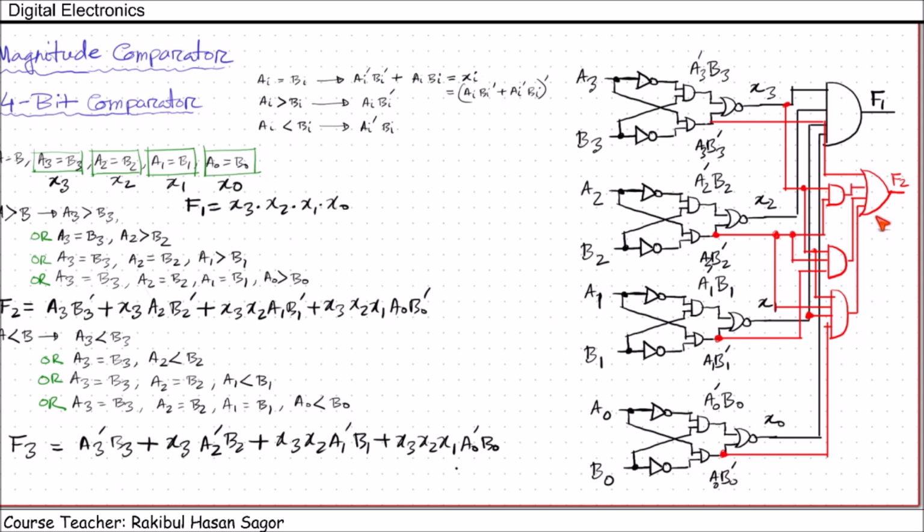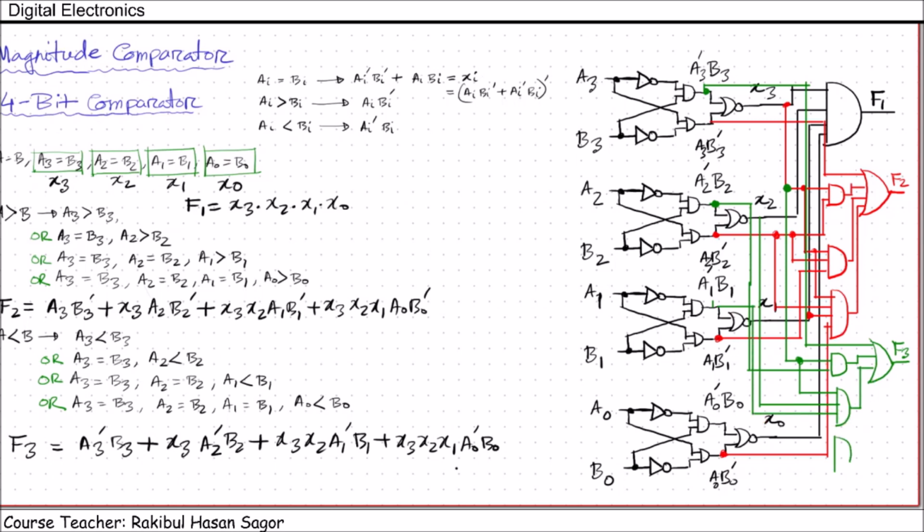Now let us construct the logic diagram for function F3 using this Boolean expression. This is the complete logic diagram of a 4-bit magnitude comparator.